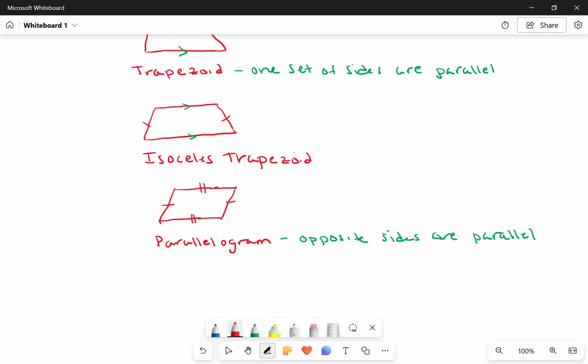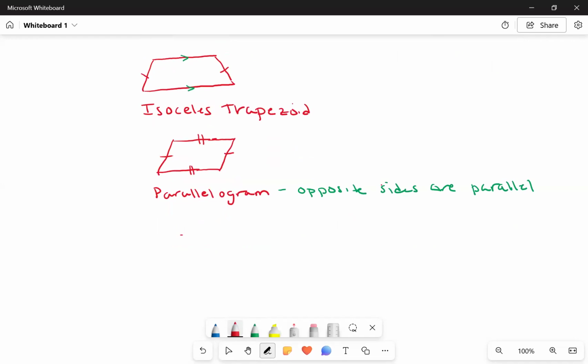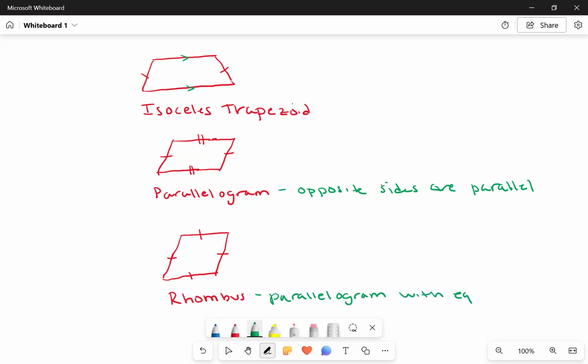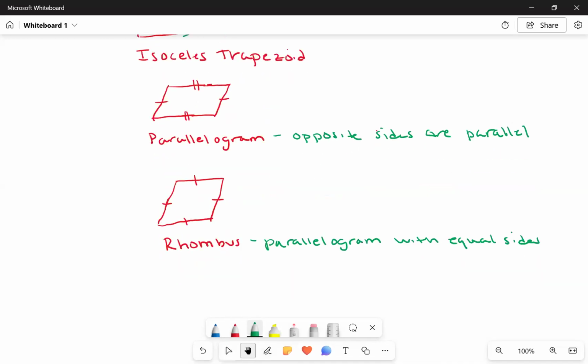If all the sides are parallel and equal, all four sides, that is kind of like a diamond. And in that case, we call this a rhombus. So it's a parallelogram with equal sides. So all the sides happen to be the same length.